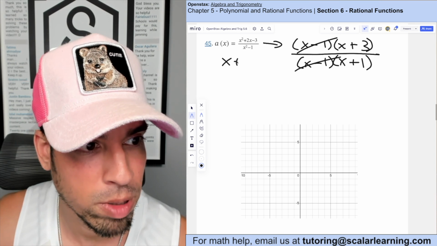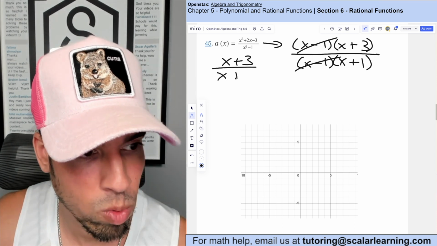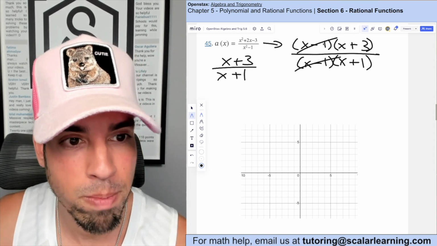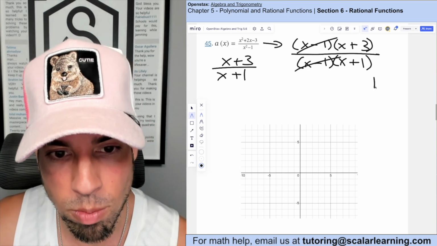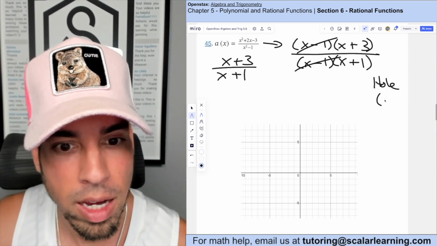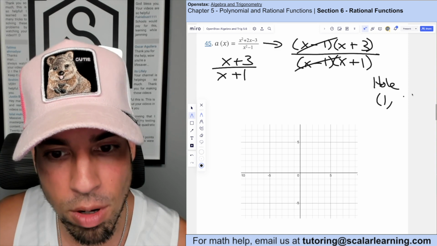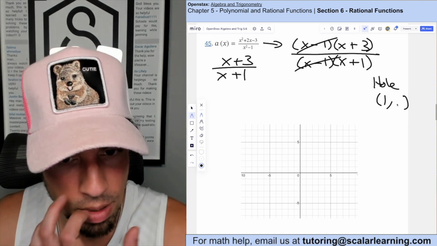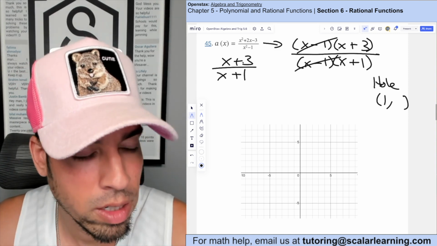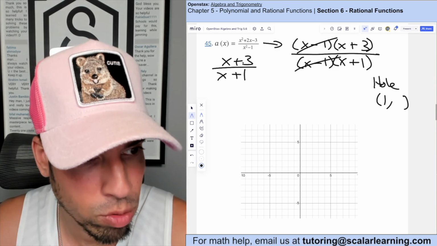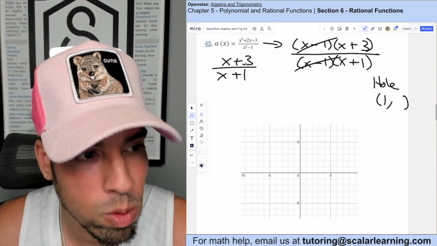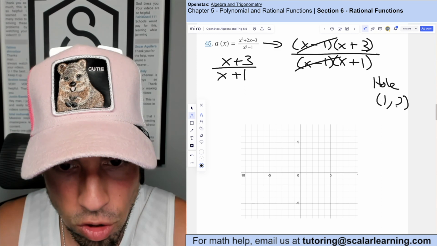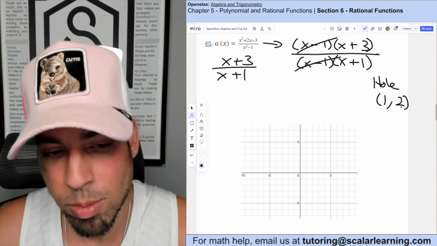So that's something to remember because that's what's going to create that removable discontinuity, aka a hole. So we got x plus 3 over x plus 1 that we're going to analyze further. But remembering that we have a hole or removable discontinuity at 1 comma something. And how do I figure out what the function value is of that hole? Well, I plug that 1 into the simplified version. So that's 1 plus 3 is 4 over 1 plus 1, which is 2. 4 over 2 simplifies to 2. So we have a hole at 1, 2, and I'm going to show you how to plot that in a little bit.